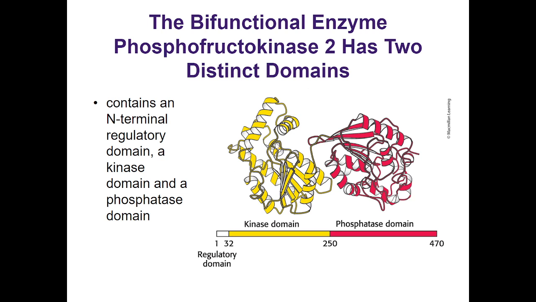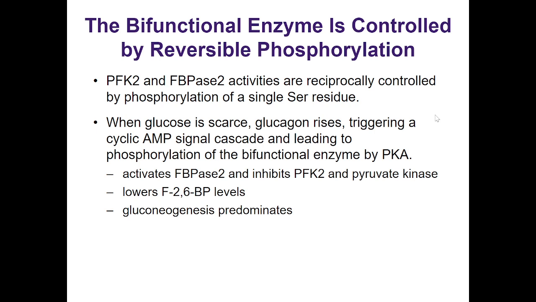Okay. And so this will contain an N-terminal regulatory domain. This is your N-terminal regulatory domain right here, by the way. It's kind of hard to see on this stuff, but it would be in the N-terminus. And a kinase domain, right there, yellow, and a phosphatase domain, red. And then that would have the carboxylate group over here, which would be the end. The PFK2 and FBPase2 activities are going to be reciprocally controlled. This is by phosphorylation of a single serine residue.